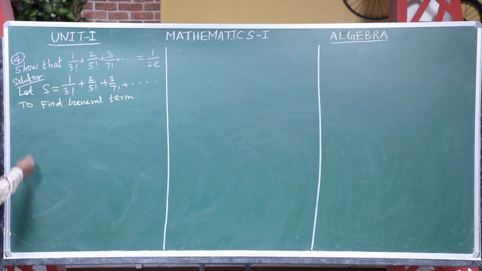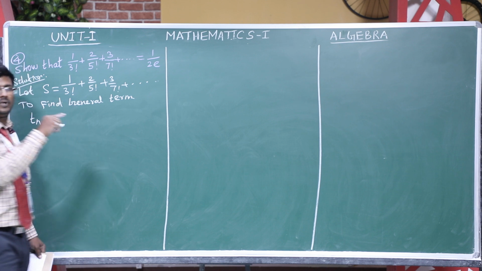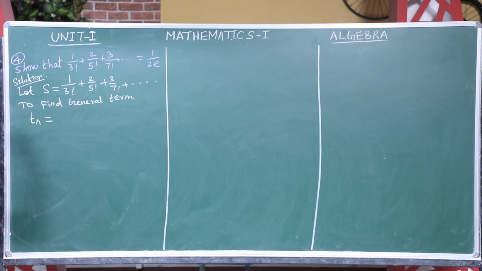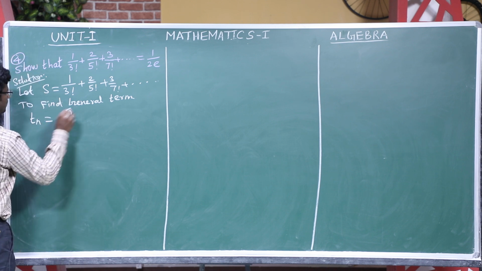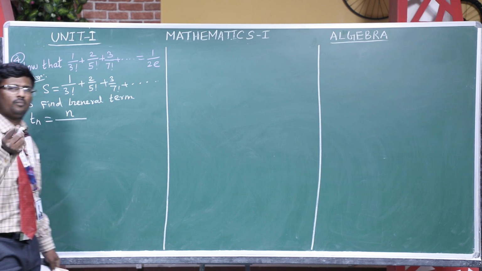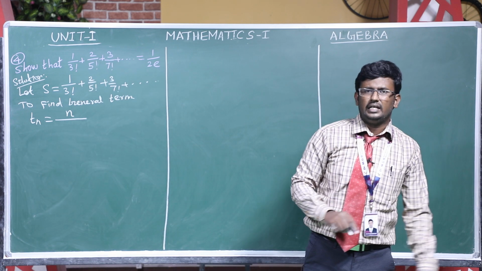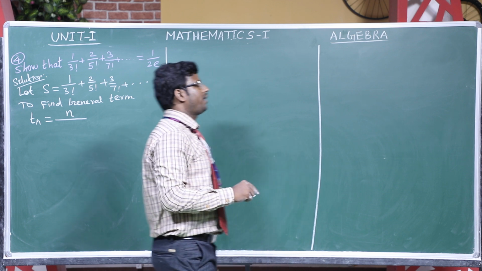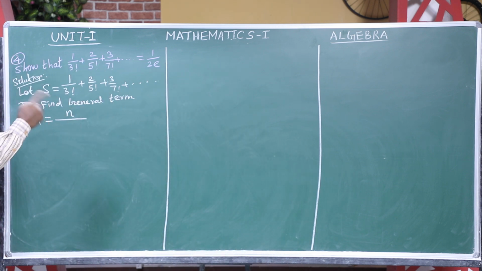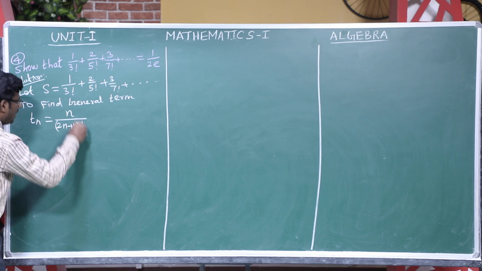the general term is Tn, that is the nth term. See, in the numerator 1 plus 2 plus 3 up to n, so the numerator term is n, divided by, in the denominator, 3 factorial, 5 factorial, 7 factorial. We want to convert this into the nth term. How can we? Yes, 3, 5, 7, that is 2n plus 1. You can check, (2n+1) factorial.